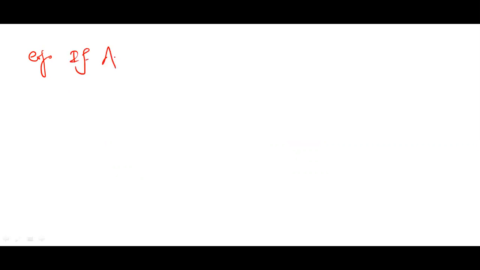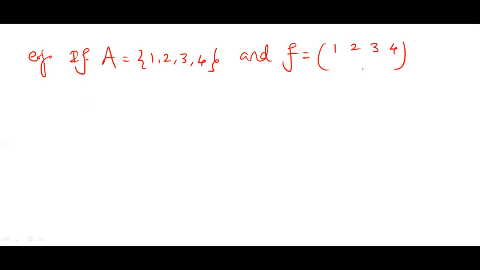If A is a set containing 4 elements 1, 2, 3, 4 and F is any one of the permutations of set A, suppose in the permutation F, 1 maps to 2, 2 maps to 4, 3 maps to 1 and 4 maps to 3. We have seen that F is a permutation of set A.